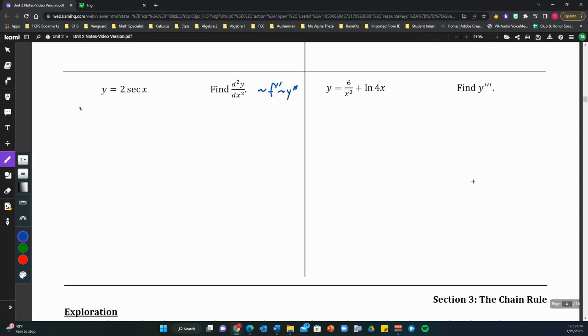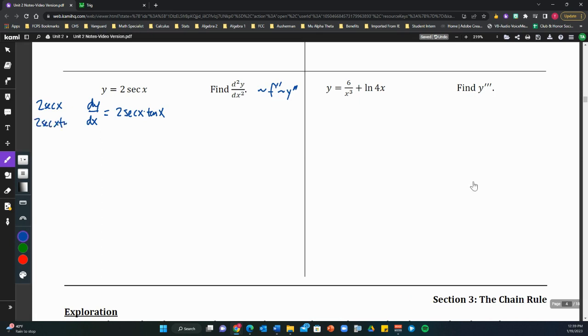So in this case, y prime or dy dx, however you want to do it, or actually, excuse me, because they specify d2y dx2, we should stick with that notation. But dy dx would give me 2 secant x tangent of x. And then to find that second derivative, this is now going to turn into a product rule. So we have to go back to the last section and use that rule.